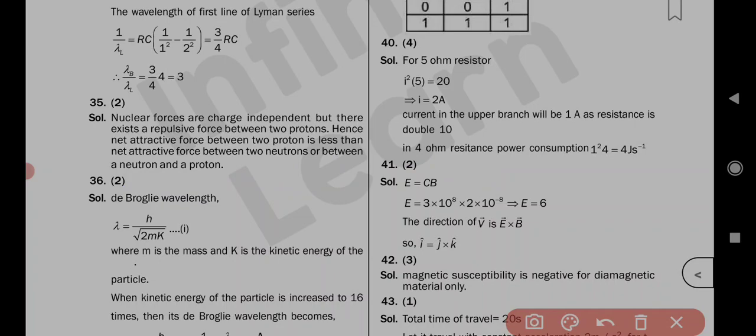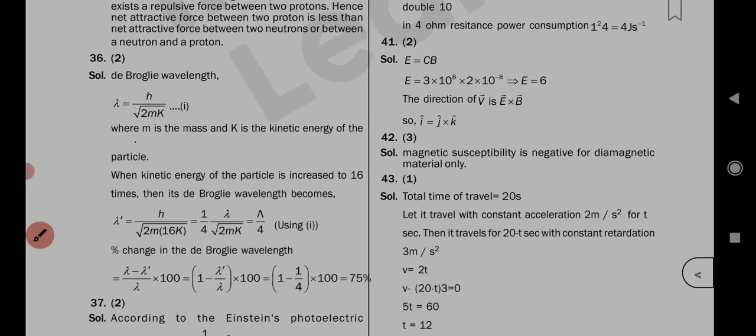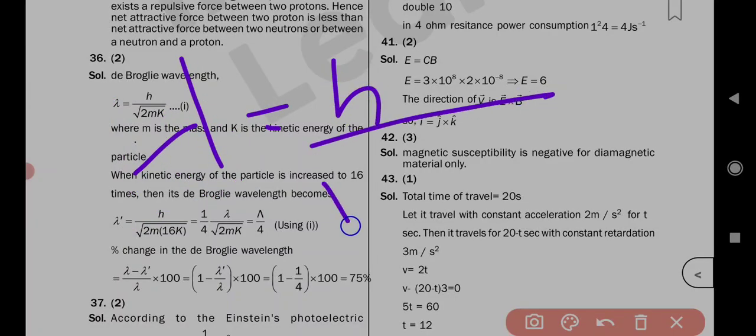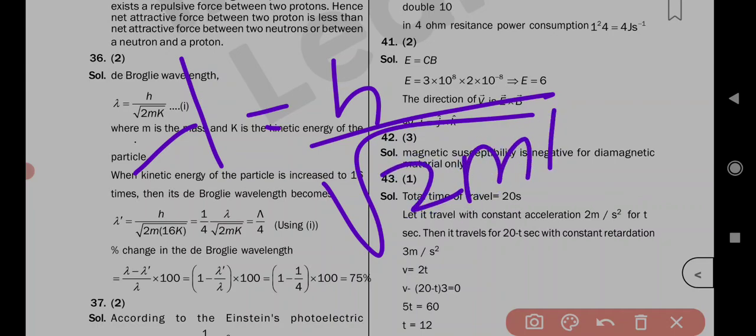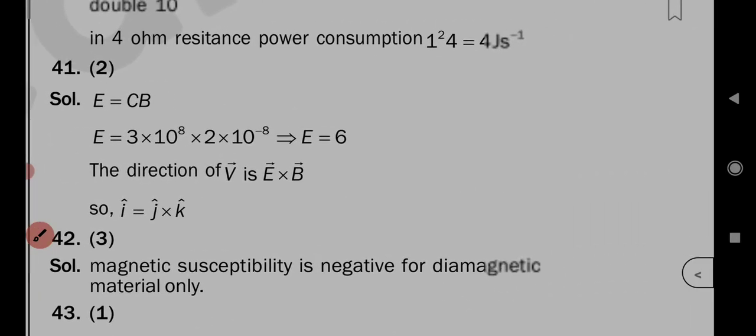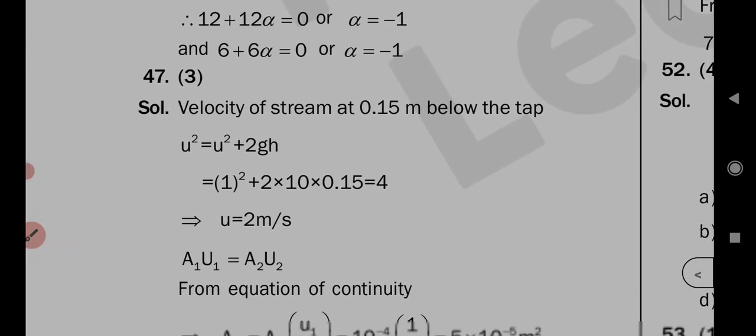If the kinetic energy of the particle is increased to 16 times its previous value, what is the percentage change in the de Broglie wavelength of the particle? Very interesting question, guys. The answer is 75%. I have given a very huge explanation there, so let me simplify it. Lambda is nothing but h by root of 2m times kinetic energy. How do we know this? If you forget this relation, what you need to do is find some empty space.